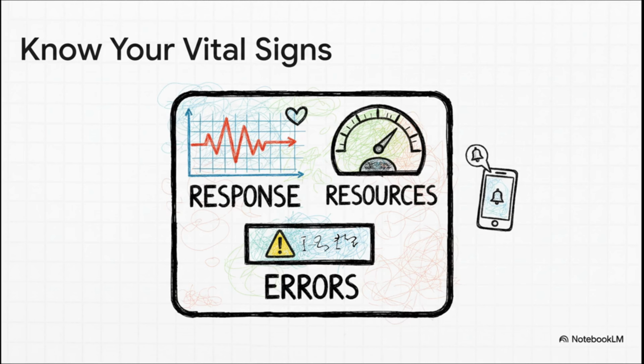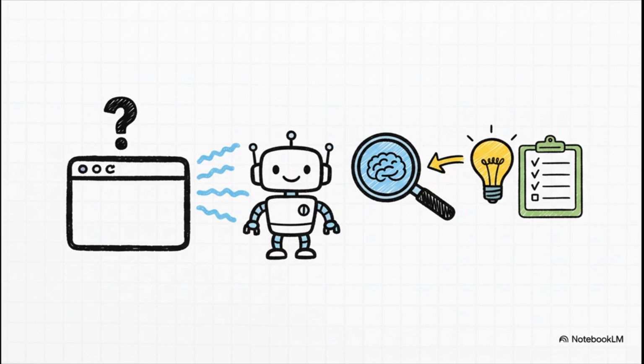So Azure gives you tools to track all the vital signs of your app. You can watch response times, keep an eye out for errors, and see exactly how your CPU and memory are doing. And most importantly, you can set up alerts that tell you when something's wrong, often before your users have a clue.